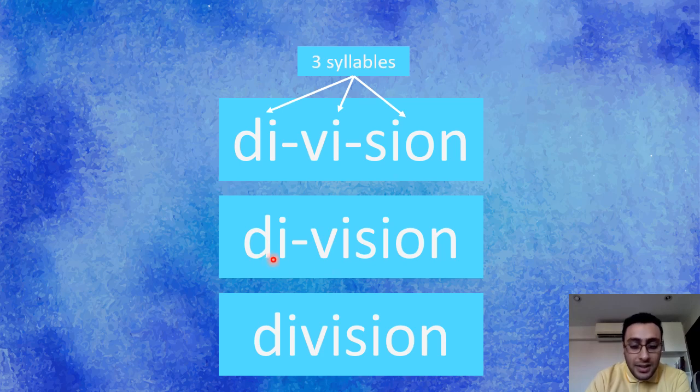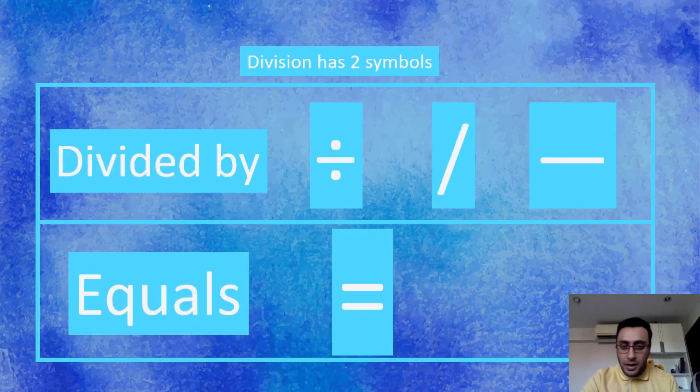Division. Together. Division. And lastly, repeat after me. Division. Okay. Teacher, division. What does it mean, teacher? I'm going to tell you. But before that, let's learn the symbols of division.